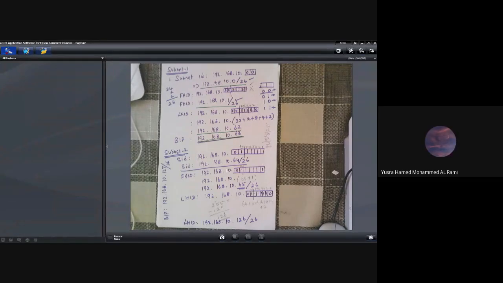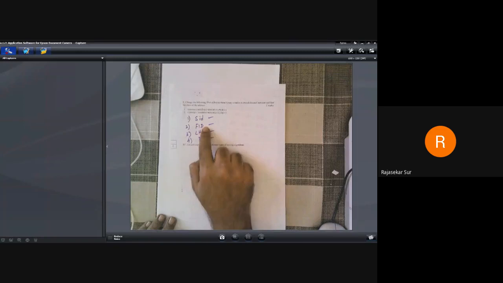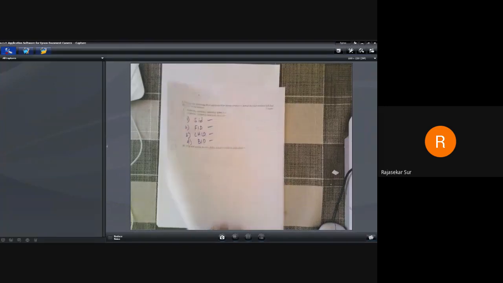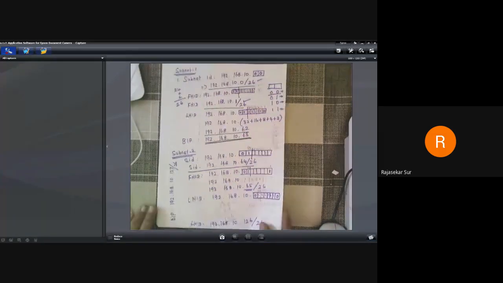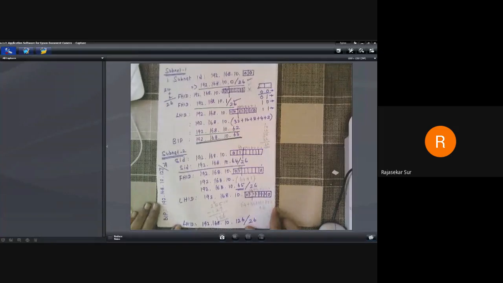Do you want the subnet ID here? For the third subnet, I need all these things: what is the subnet ID, what is the first host ID, what is the last host ID, what is the broadcast IP address. Calculate and tell me. Follow the same steps. It is not going to be difficult. It is going to be very easy. Come on.